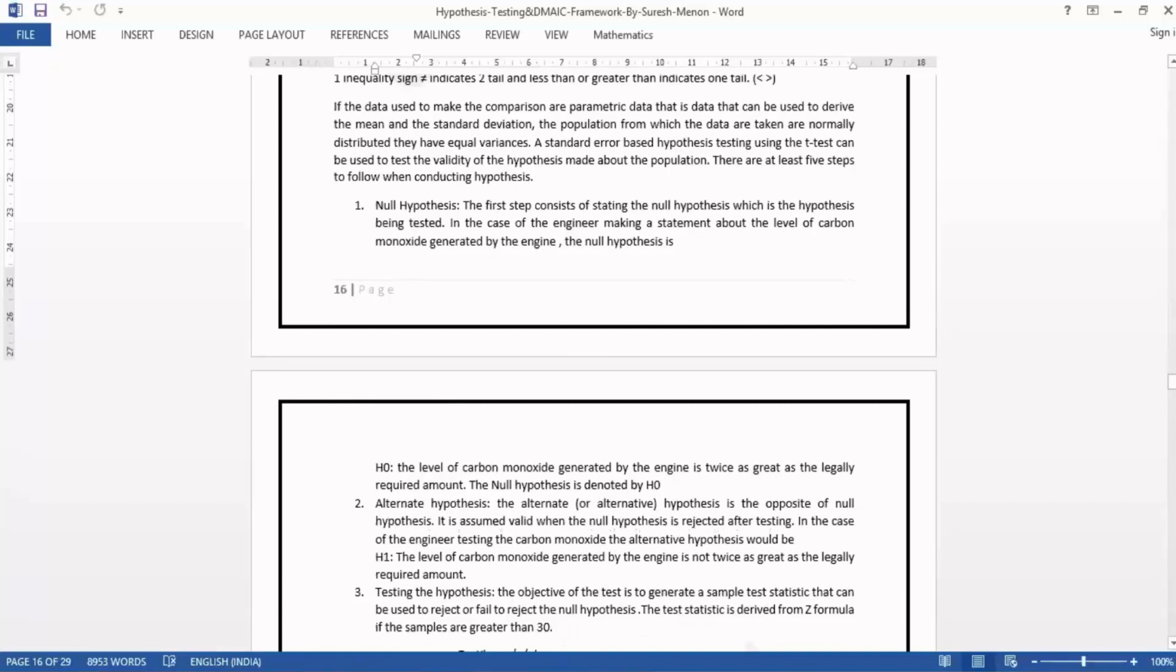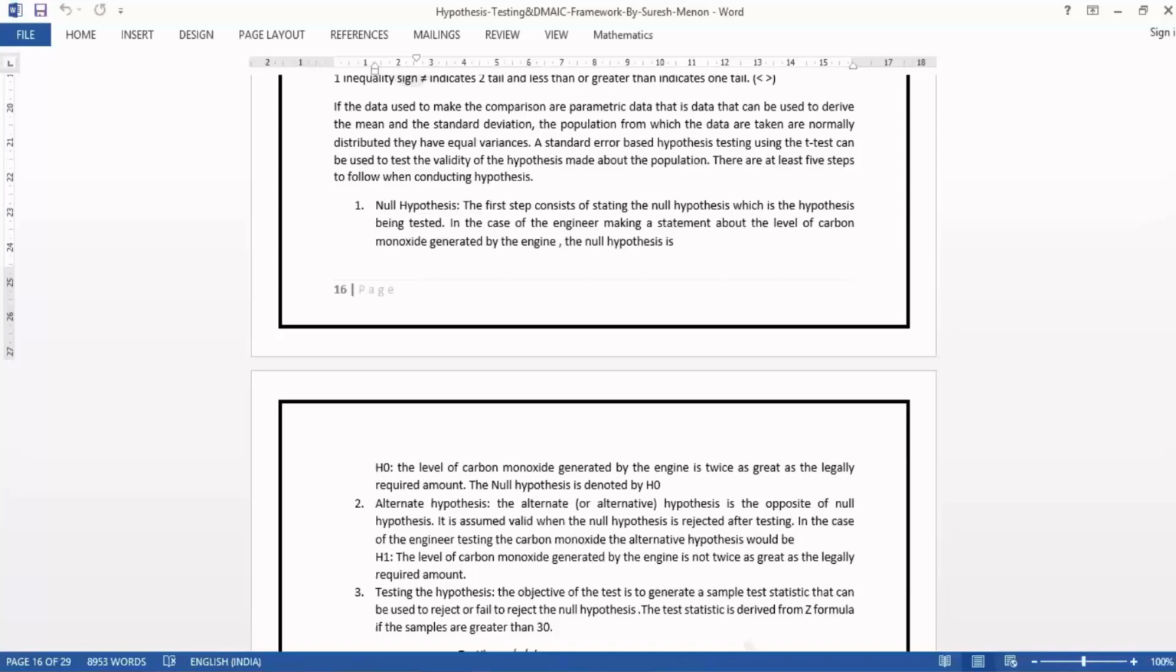What is the alternate hypothesis? Step 2. The alternate hypothesis is the opposite of the null hypothesis. It is assumed valid when the null hypothesis is rejected after testing. So we conduct some tests to validate whether the null hypothesis is correct or the alternate hypothesis is correct. In the case of the engineer testing the carbon monoxide, the alternate hypothesis would be H1: the level of carbon monoxide generated is not twice as great as the legally required amount. So it can be equal to, not equal to.